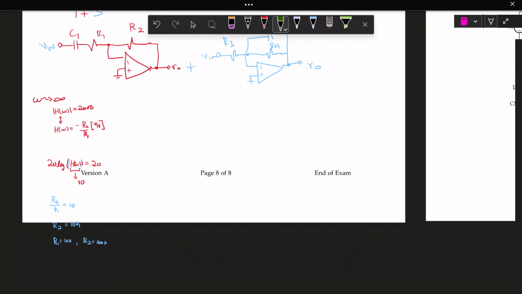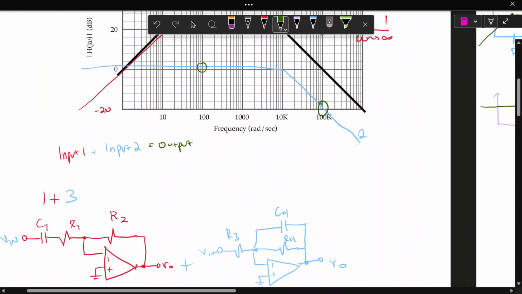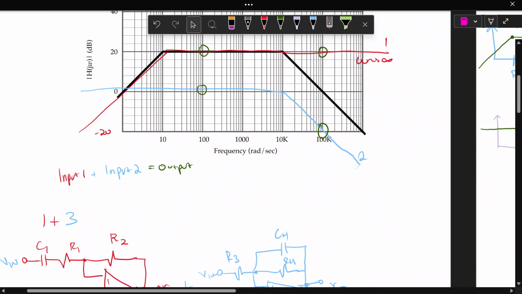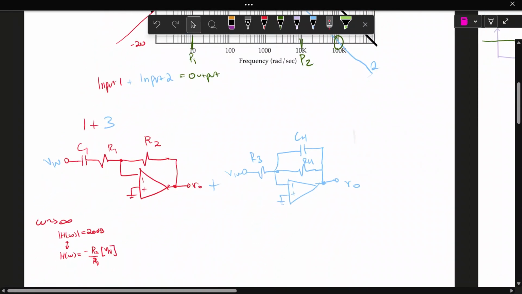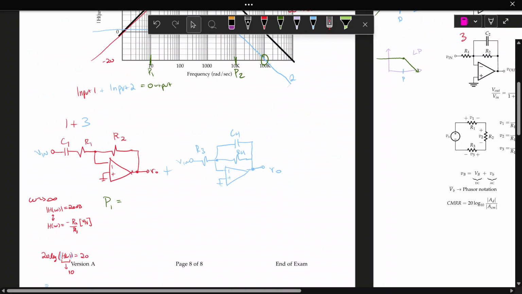Now, how do we find this value C1? How do we find the capacitor value? Well, what we do for that one is we look at the poles, or the zeros, the corner frequencies more likely. So for input 1, where's our corner frequency? Remember, look at the red color on the Bode plot. There's a pole at 10. That's pole 1. This is pole 2. So pole 1 must be equal to what?